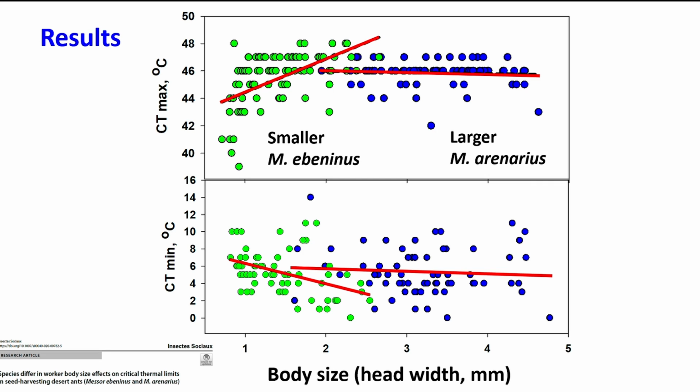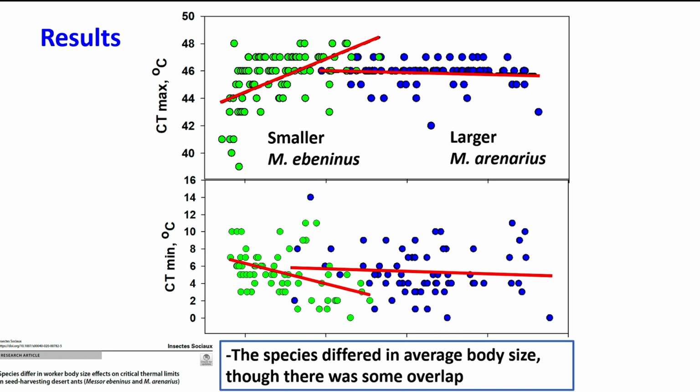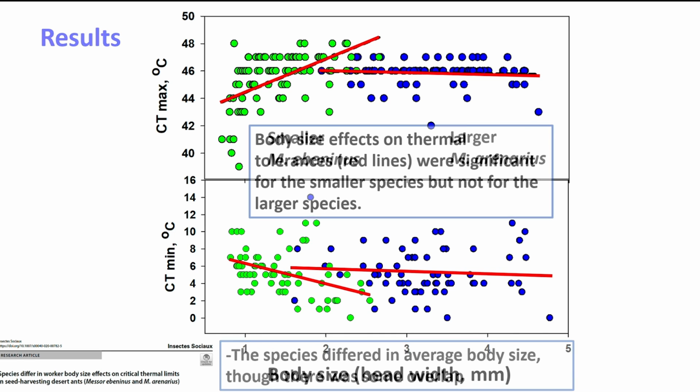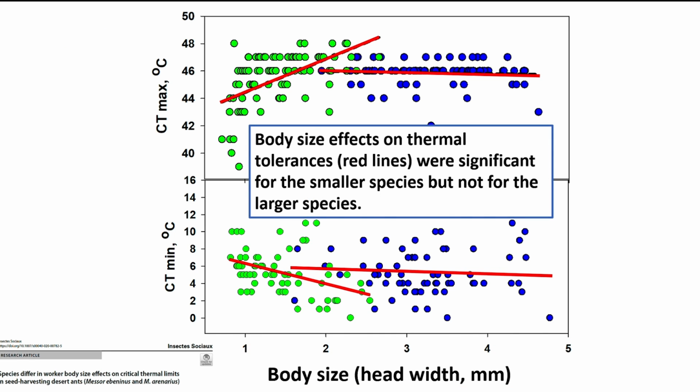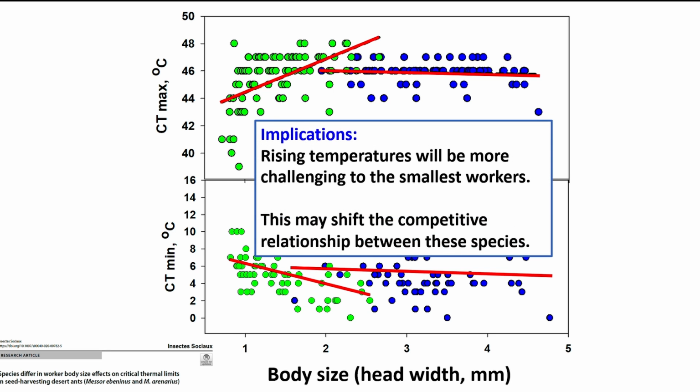And what this suggests is that rising temperatures will be challenging to the smallest workers, particularly the smallest bodied workers of the smaller species. And because the species differ in how worker body size relates to thermal tolerance, rising temperatures could shift the competitive relationships between these species, potentially by eliminating the activity of the smallest bodied workers of the smaller species.